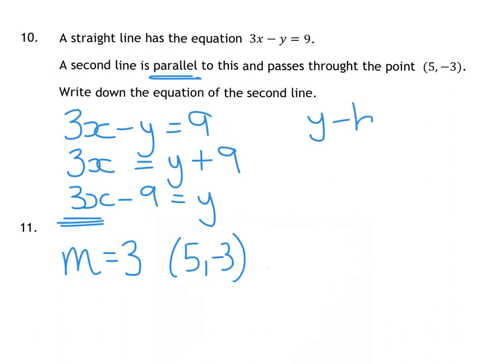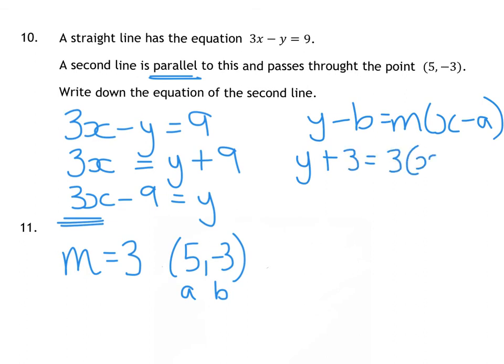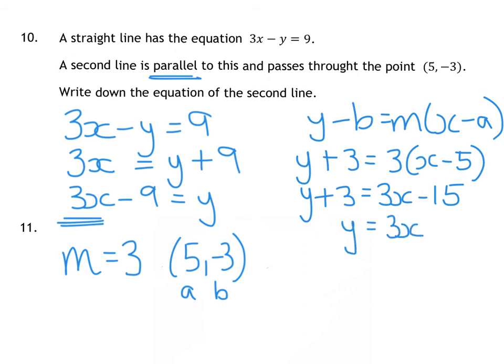For this one, I don't know the y-intercept, so I'm going to use y minus b equals m(x minus a). So I've got y minus negative 3 when I plug in there because this is my a and b value. So it's y plus 3 equals 3 bracket x minus 5. So y plus 3 equals 3x minus 15 when you expand the bracket. Take that 3 over, it becomes a takeaway, so minus 15 minus another 3 is minus 18. So that is the equation of the second line.